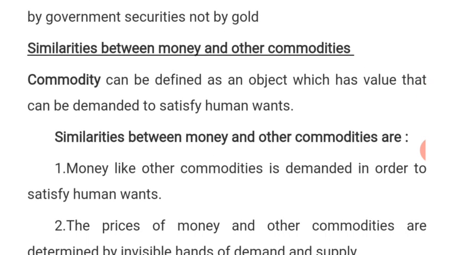So let us now look at the similarity between money and other commodities. A commodity can be defined as an object which has value that can be demanded to satisfy human wants.